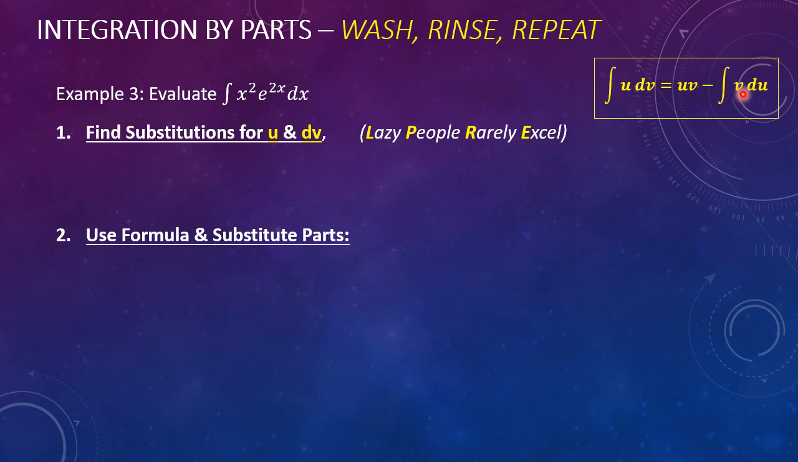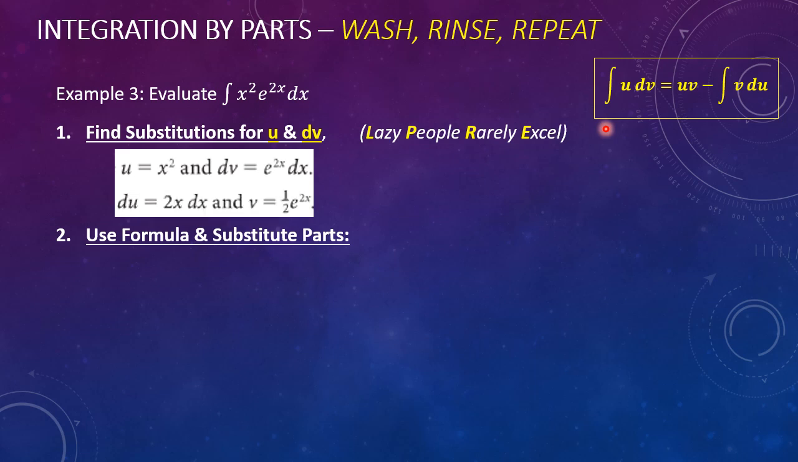Okay, so let's look at this equation. Integrate x squared e to the 2x dx. So again, we don't have any logarithms. We do have a power function, so this is going to be our u. Lazy people rarely excel: logarithms, power, radicals, exponentials. We do have an x squared, that's a power, so that is going to be our u. du, of course, is 2x dx. And the integral of e to the 2x dx is going to be 1/2 e to the 2x.